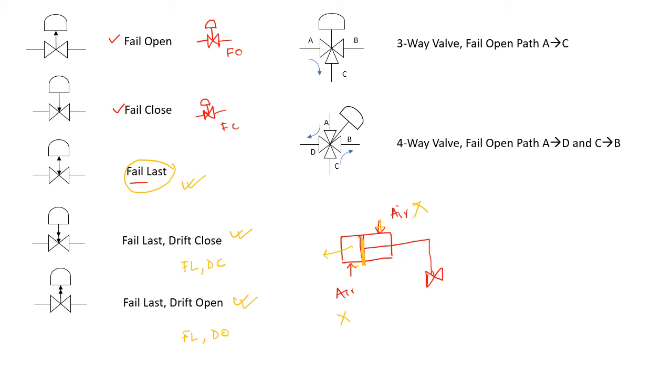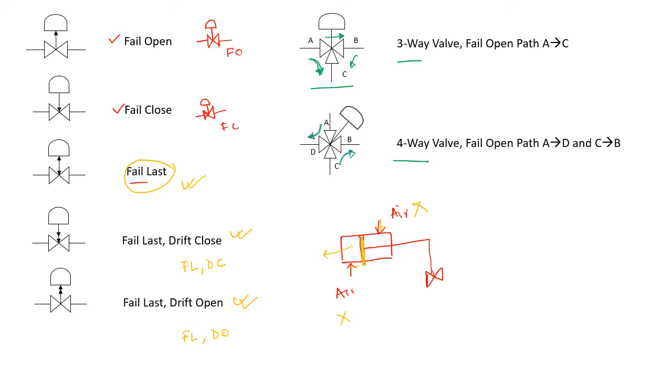Now let's talk about three-way valves. For three-way valves, the fail action is given by the failure open path. So it can open either the A to C way, the B to C way, or the A to B way. For example, for this particular valve, we have shown that A to C is the failure path. Similarly, for the four-way valve, the failure path can be A to D or B to C. Normally two failure paths are shown for the four-way valve, and for the three-way valve, one failure path is shown.